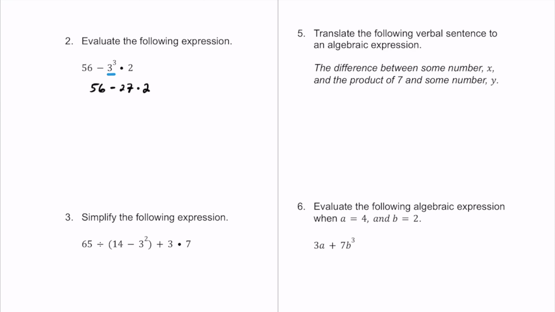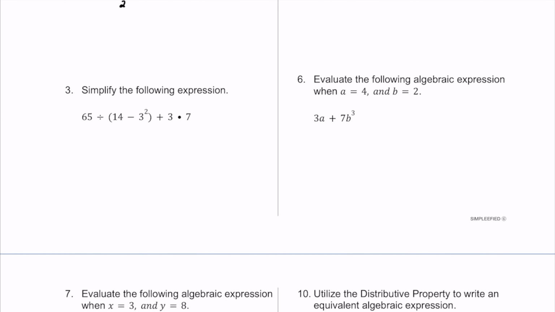Then instead of subtraction, we should go with multiplication first here. So this is going to be 56 minus, and then 27 times 2 is going to be 54. And then if we do 56 minus 54, that's going to be equal to 2. So that's going to be the value of this expression.